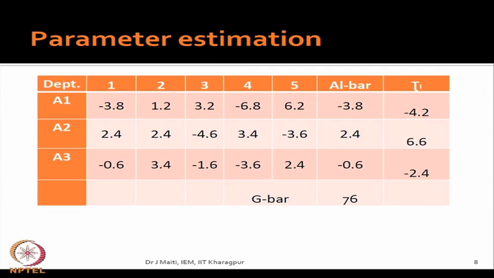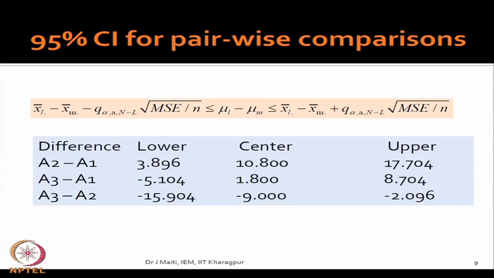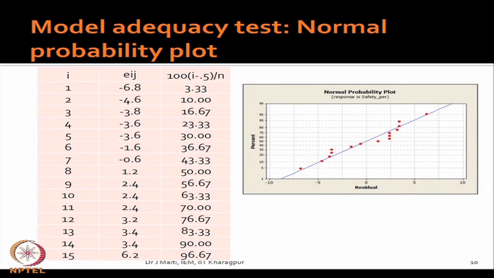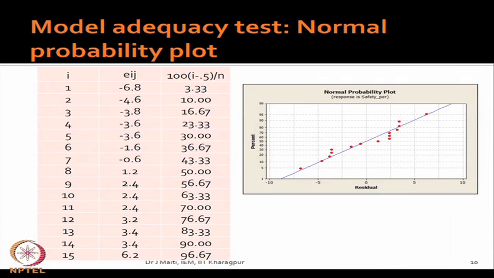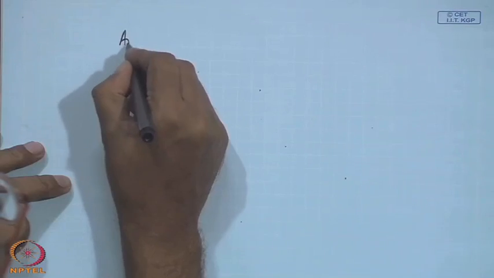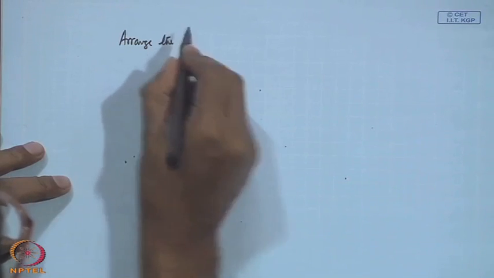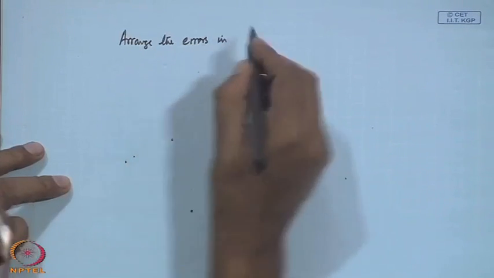Correct. So once you know the error, you have to go for certain adequacy tests, such as the normality test and other tests. Suppose I want to do the normality test. This is known as model adequacy testing. In what way will you do the normality test? How do you go about it? Because you have to do it from the errors. So the first step is to arrange the errors in ascending order.